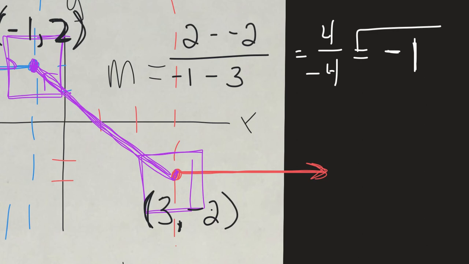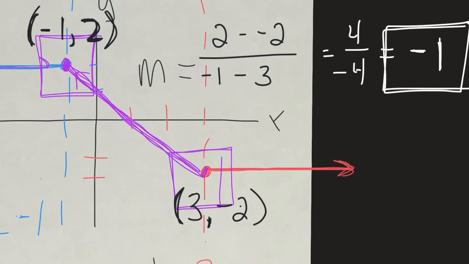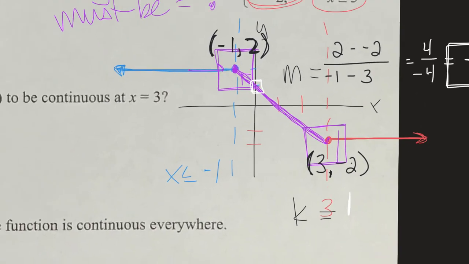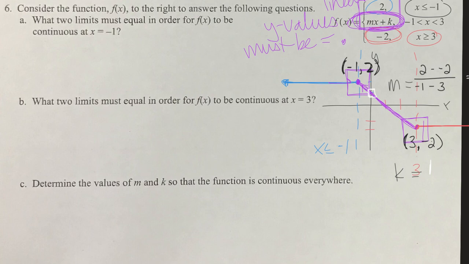So that's our m value for our linear equation. We have a slope of -1. And what about the y-intercept? Where does this thing cross your y-axis? Looks like at +1. So our final analysis is if our function is going to be continuous, that middle equation has to be -x plus 1. Right, an m value of -1 and a k value of +1.